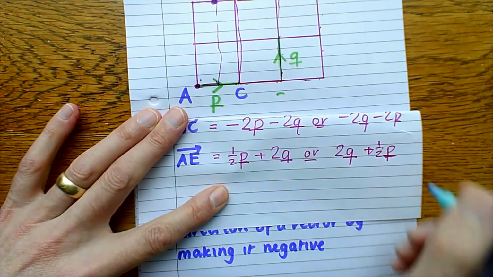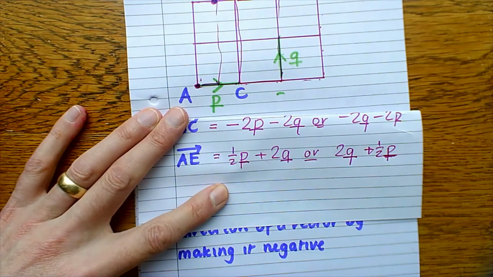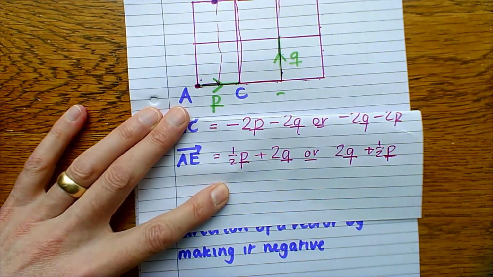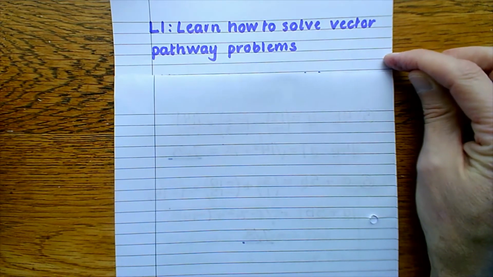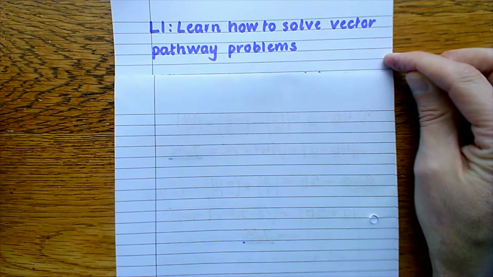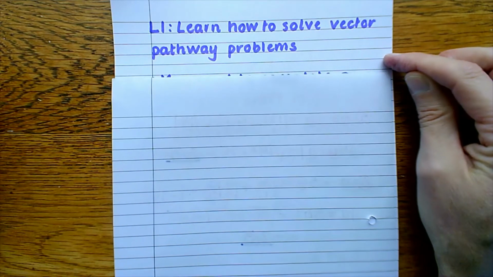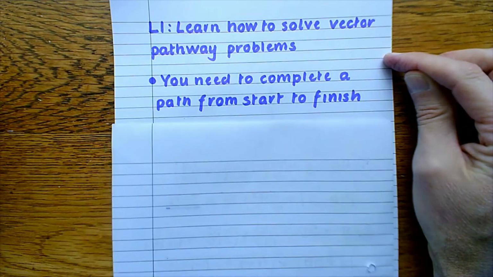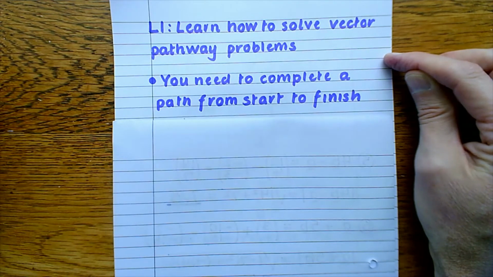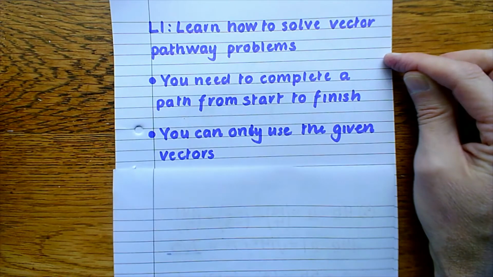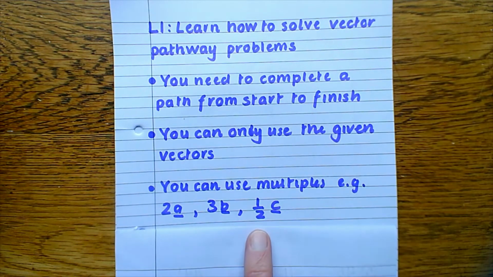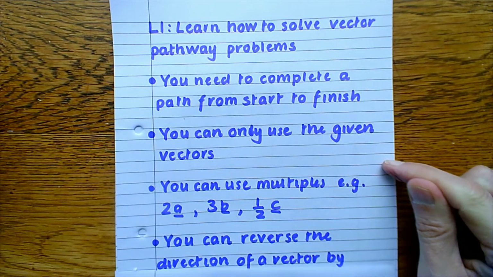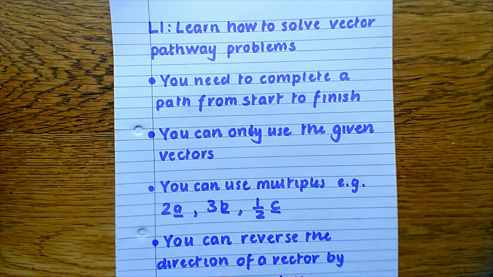Okay, so what I would like to do now is just clarify that and pin down the rules in a note. So, new learning intention, learn how to solve vector pathway problems. You've got to find a pathway from, they tell you, from here to here, and you can only use these vectors. So, you need to complete a path from start to finish, and you're told what the start and the finish are. You can only use the given vectors. You can use multiples, which includes a half. And you can reverse the direction of the vector by making it negative.